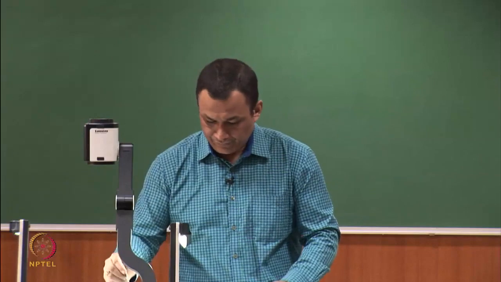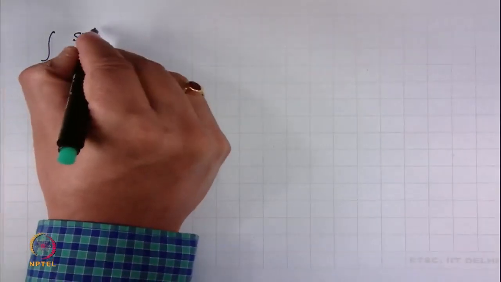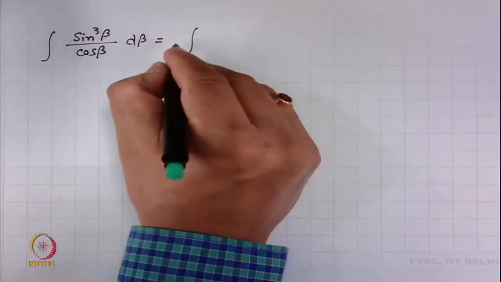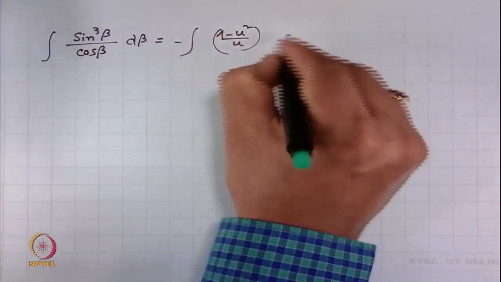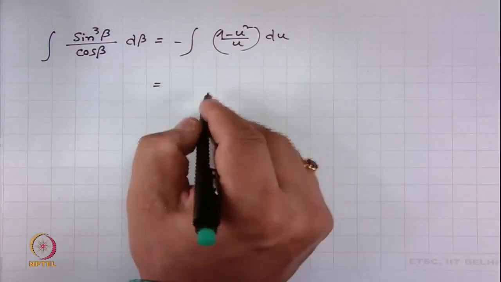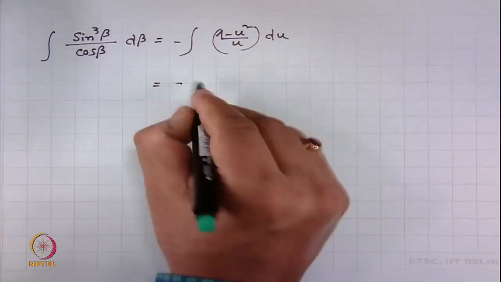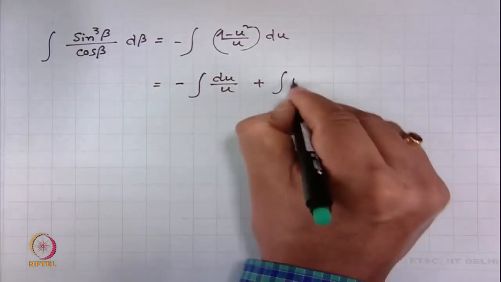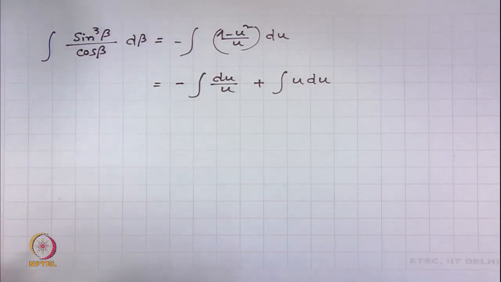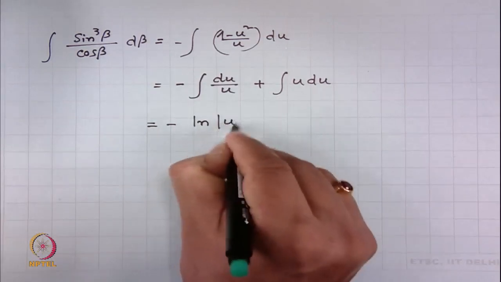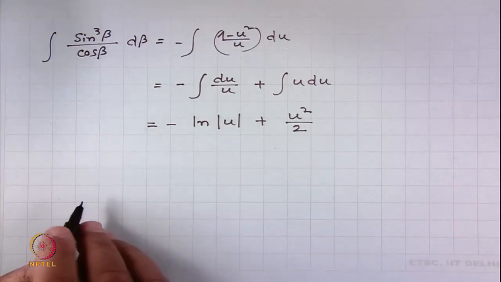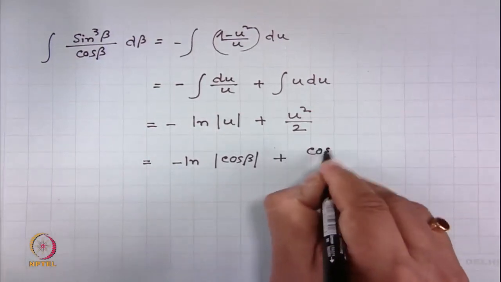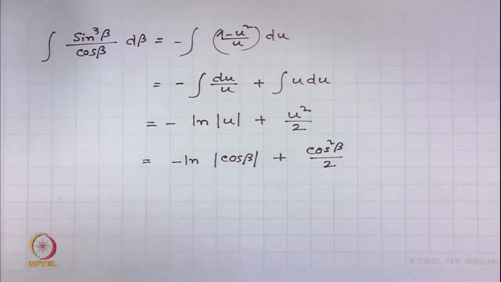So, we continue. Integration sin cube beta by cos beta d beta, minus 1 minus u square by u du. So, minus du by u plus u du. Minus du by u, ln u plus u square by 2. What was u? U was cos beta. So, minus ln cos beta plus cos square beta by 2. So, this is the solution of this integral.